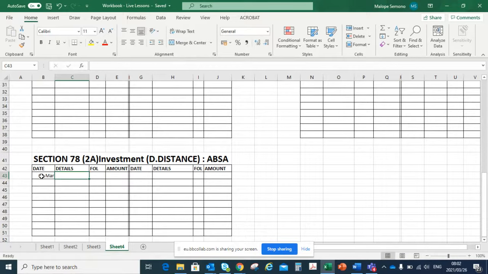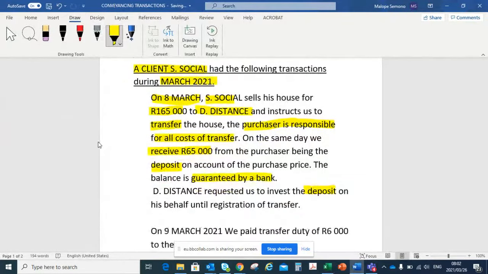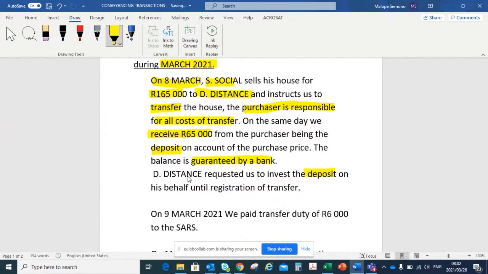And then it means you took the money from the trust bank account. Okay? And then trust cash payment, and then you get how much? 65,000. Can you see now the investment has got 65,000 in it? And then the bank has got nothing in it because the money has been taken out of the bank account. Okay? So I want you to understand that. Now let's go and look at the other information.